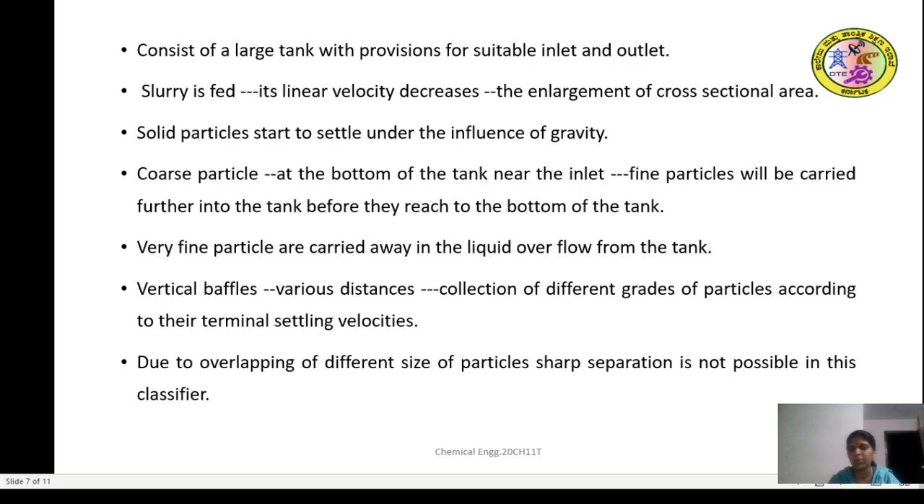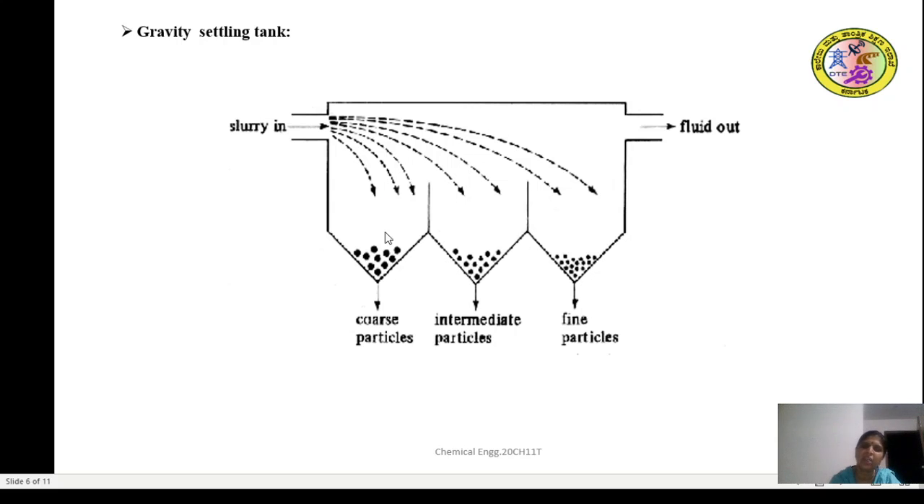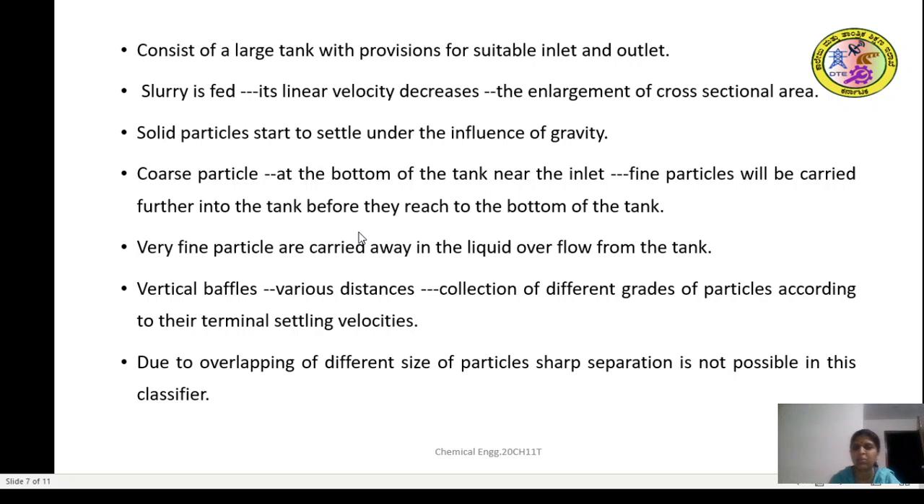Then when it is being pushed, the solids try to settle under the influence of gravity. A coarse particle will be at the bottom of the tank near the inlet, because coarse particles settle immediately. So that will always settle at the inlet at the bottom because they are more dense and the size of the particle is also large.